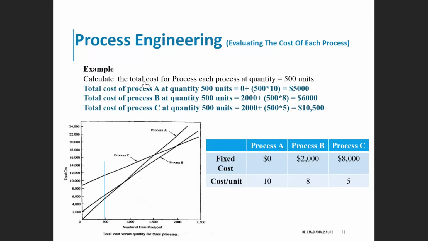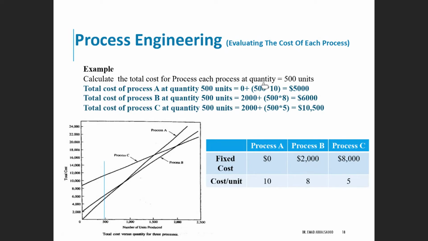We will take this example: calculate the total cost for each process. Sorry, this is a typing mistake. For each process at a quantity of 500 units. يعني find التكلفة الكلية at 500 وحدة. عندي إنتاجية 500 وحدة. For each process, how much is the total cost?